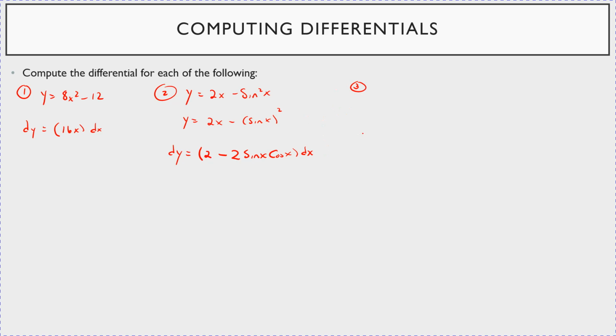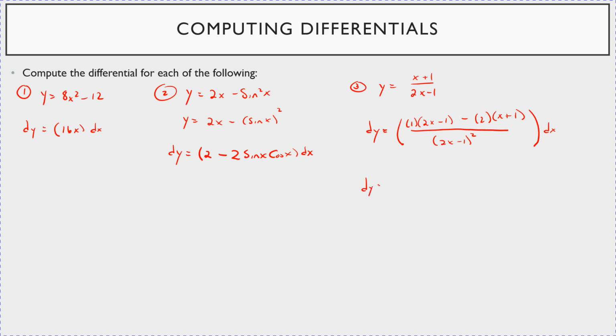Finally, the third example here. Let's look at y equals (x plus 1) over (2x minus 1). All right, so you're going to need to use the quotient rule here. So dy is equal to, let's find the derivative of the numerator, which is 1, times 2x minus 1, minus the derivative of the denominator, which is 2, times x plus 1, the numerator, all divided by (2x minus 1) squared, and then dx.